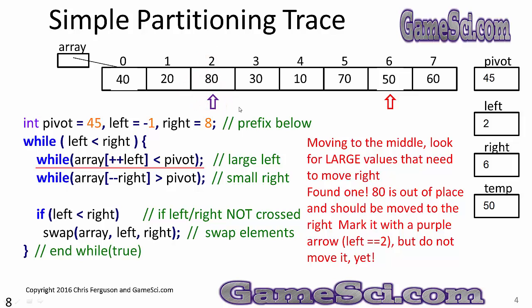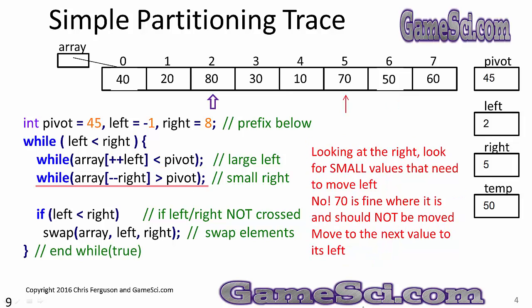What we do in partitioning is we get a 2-for-1 swap. When we have two numbers out of place, a large number on the left and a small number on the right, then we swap them. So looking at the right, notice the red arrow here. Looking at the right, we're looking for small values that need to move left. No, 70 is fine where it is and should not be moved.